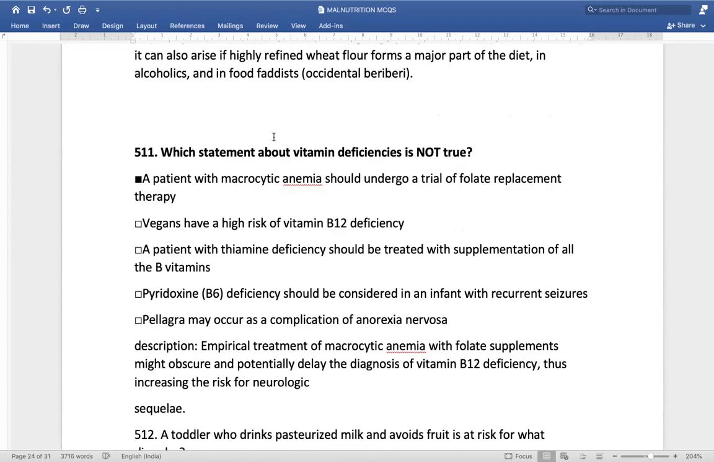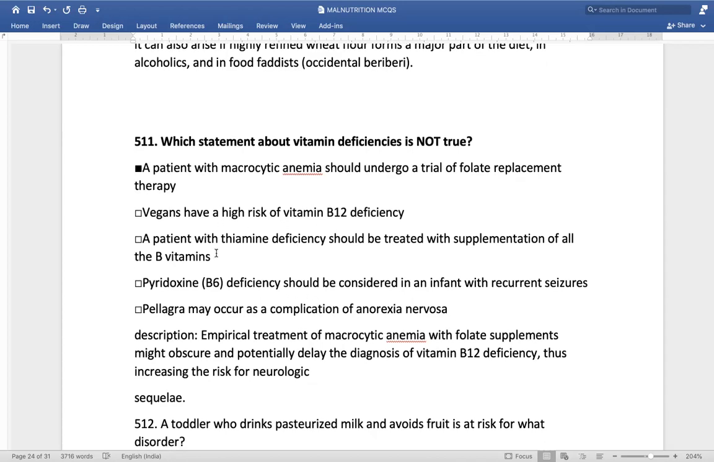So this is also a very good question. Which statement about vitamin deficiencies is not true? A patient with macrocytic anemia should be given a trial of folate replacement. I will come to it. Vegans have high risk for vitamin B12 deficiency. Definitely, we already know that vegetarian diets are a very poor source of vitamin B12. A patient with thiamine deficiency should be treated with supplementation of all B vitamins. Yes, if the associated B1 deficiency is there, all other vitamins also should be treated.